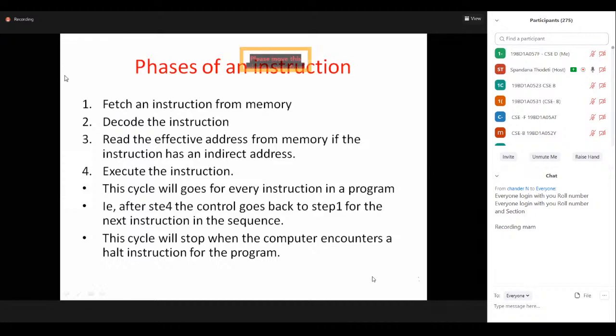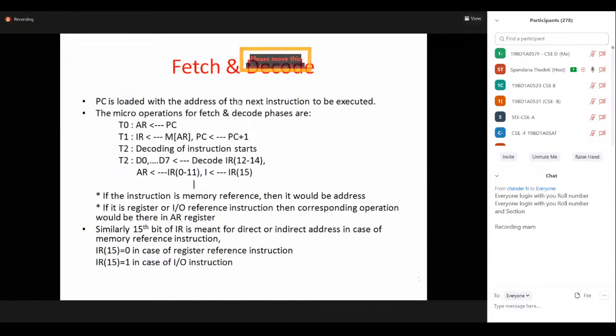Right? So these 4 steps are to be executed for every instruction in the program. If your program contains some 100 instructions, all the hundred instructions have to go through all these 4 stages. Now, when will this instruction cycle stop? Whenever your computer encounters a halt instruction, then only the instruction cycle is stopped. Whenever a halt instruction is executed, then you can stop the execution. So these are the phases of your instruction cycle: fetch instruction, decode, get the effective address, execution. Clear?